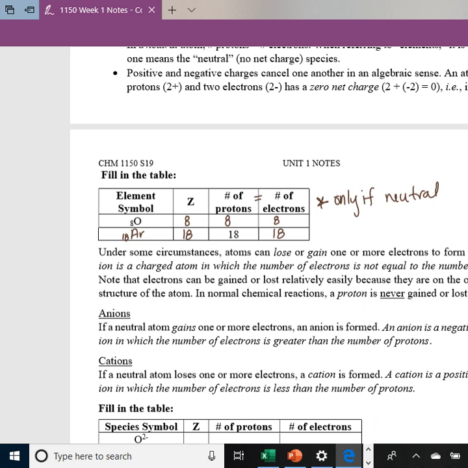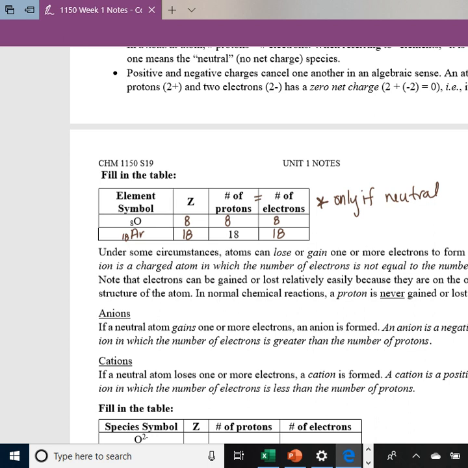Under some circumstances, atoms can lose or gain one or more electrons to form an ion. An ion is a charged atom in which the number of electrons is not equal to the number of protons. So we're not going to have a net charge of 0. We're going to have a net charge of some whole number.